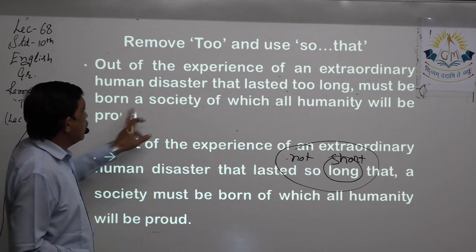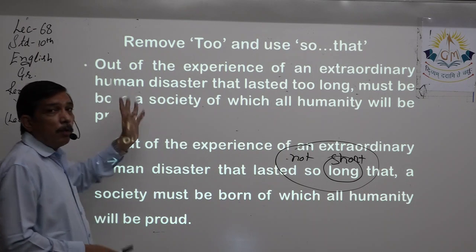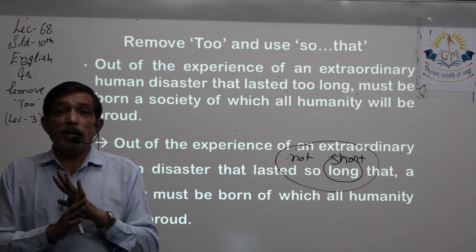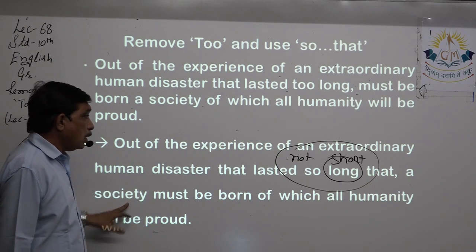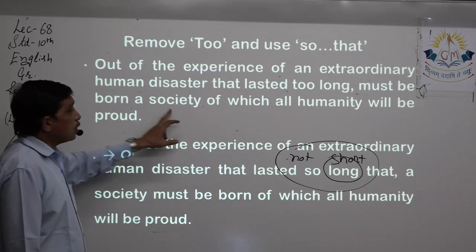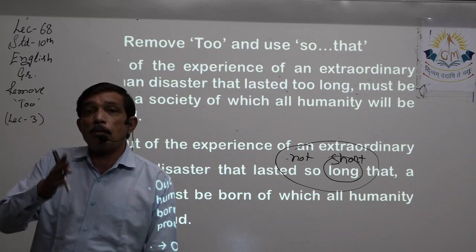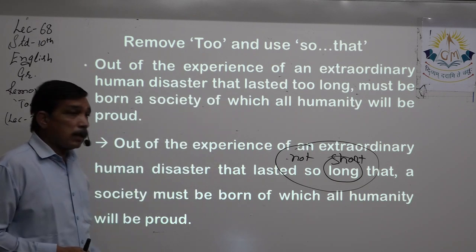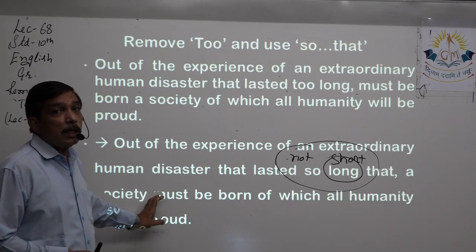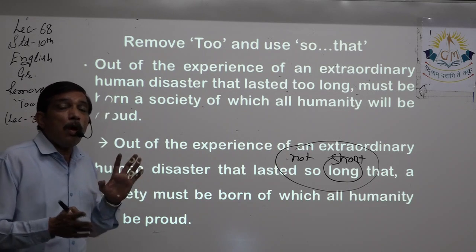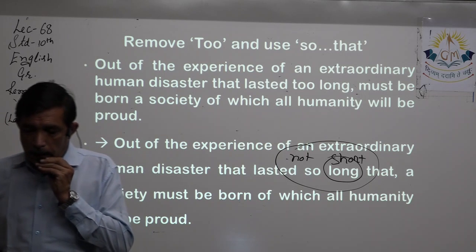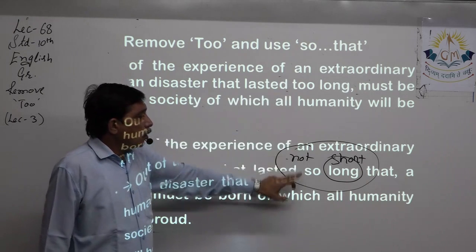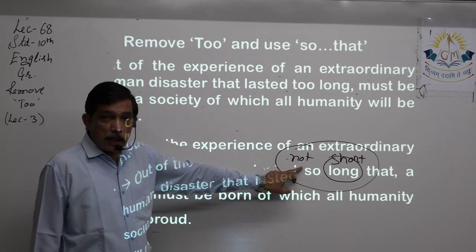And "must be born a society" becomes "a society must be born." We are just trying to rearrange the words. We did not make any change. You see over here, I did not change. A society must be born a society. Just rearrange it so that grammatically it becomes correct. In the sentence it was grammatically correct, but when I change it, it's not grammatically correct. So I have to change it to make it correct. But the actual changes I did: too long, so that I used also, and I used a negation also.